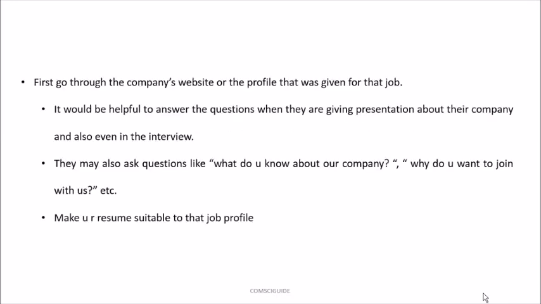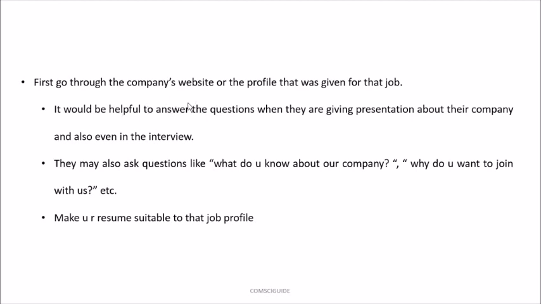Before going to attend the interview, first go through the company's website or the profile that was given for that job. Based on that profile, make your resume suitable to that job profile. And also go through the company's website.